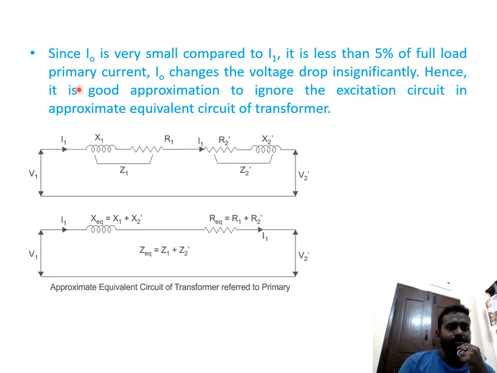Since I0 is very small compared to I1, it is less than 5% of full load primary current, I0 changes the voltage drop insignificantly. That means I0 does not have much effect, so you can also neglect that parallel circuit. So this is also like a summary of the previous slides, so that you can combine the resistances and the reactances. That is what is shown in this approximate equivalent circuit of the transformer referred to primary. Even you can draw this circuit without this parallel component.